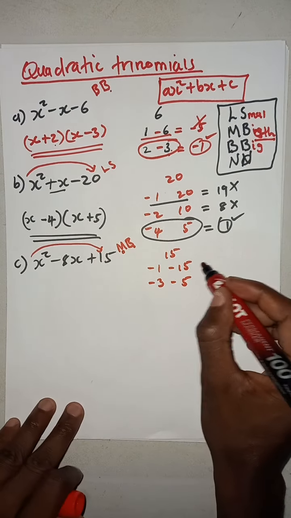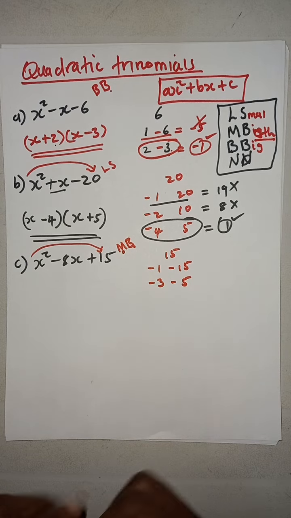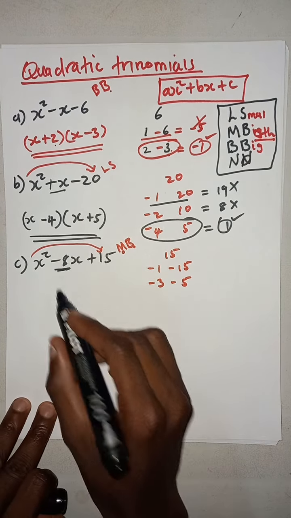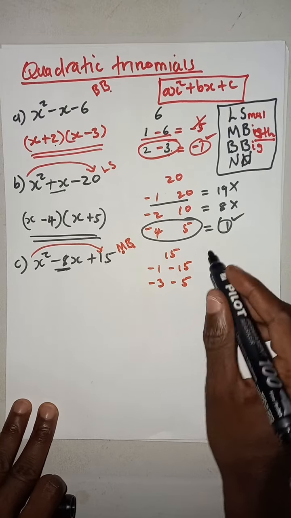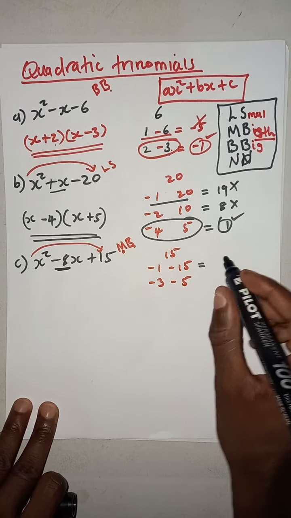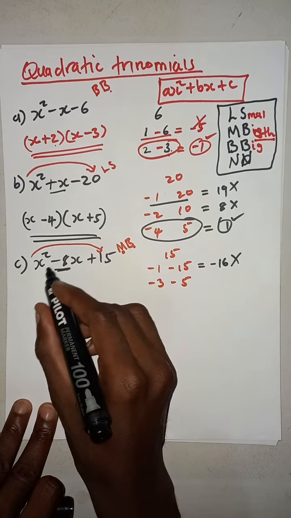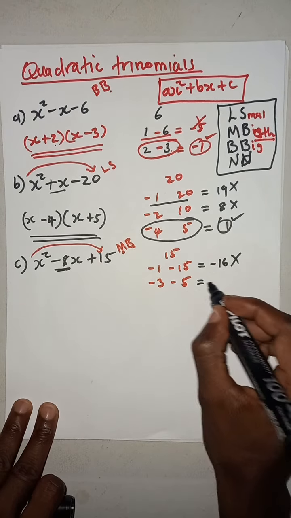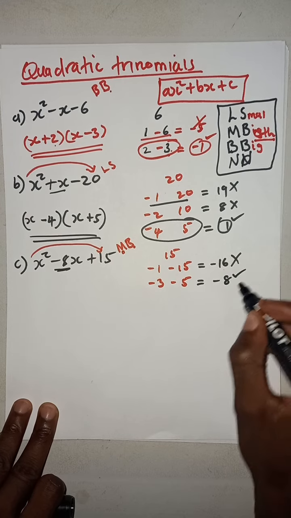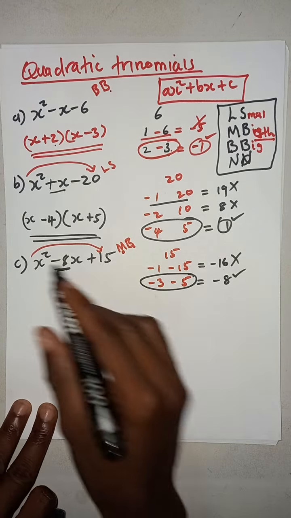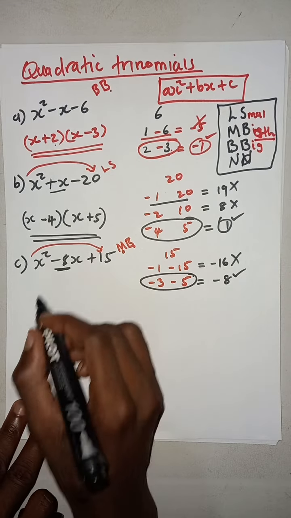So if I add these ones, which one will give me the middle number when I add them, which is negative 8? So if I check this one plus this one, it gives me negative 16. Nope, this is not the middle one. If I add this one, it gives me negative 8. Check. So it means this is what I'm going to take. So therefore, I write my 2x and then just plug these values.